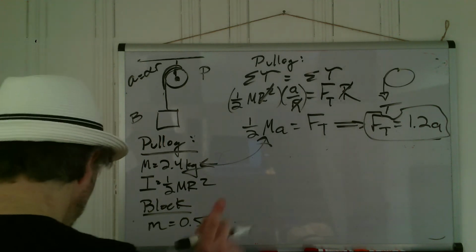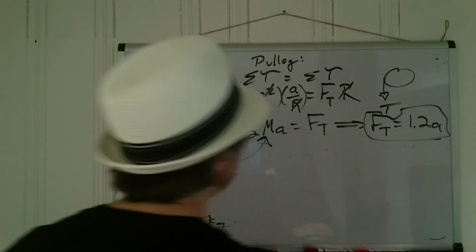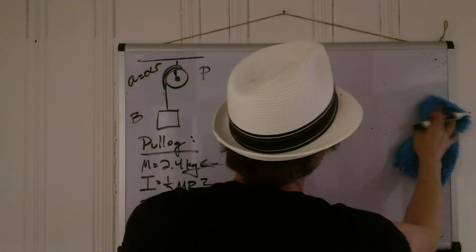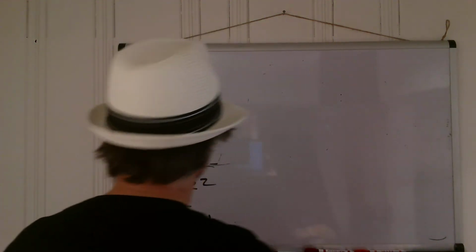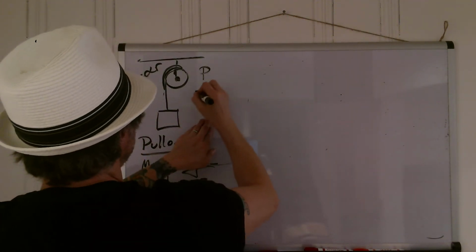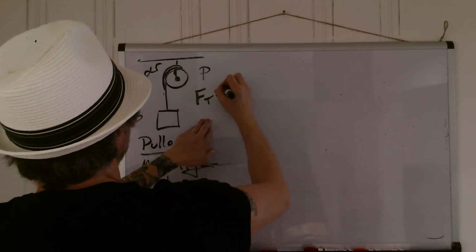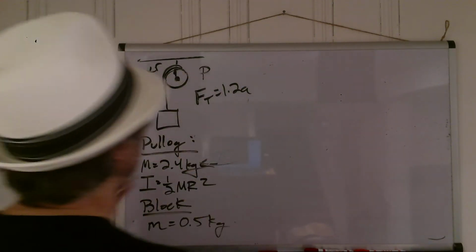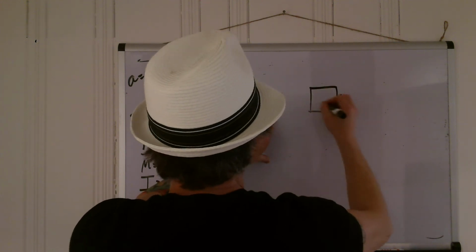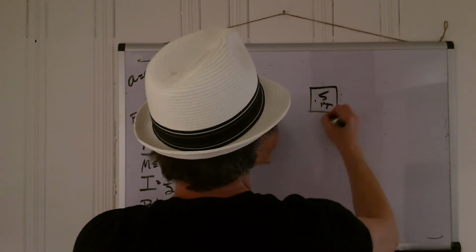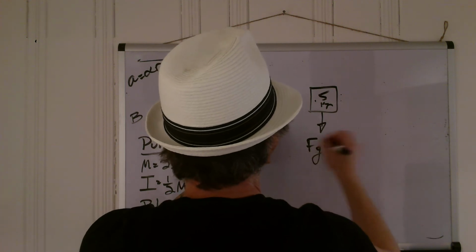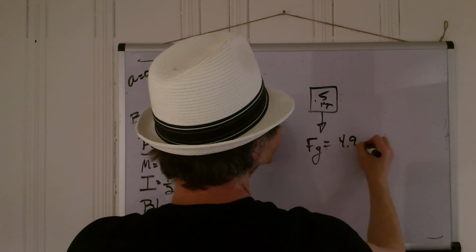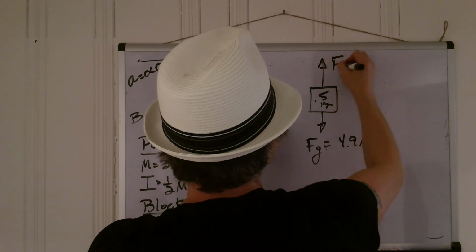So make a mental note. I'm going to write that down. We know FT equals 1.2A. So we have figured out that our tension is 1.2A, and that was derived by considering the pulley. Now let's consider the block. The block has two forces on it. It's got a mass of 0.5 kilograms. Gravity is going to pull it down with a force of 4.9 newtons. And then we've got our tension.